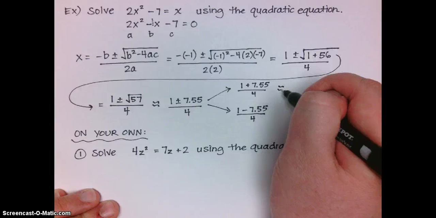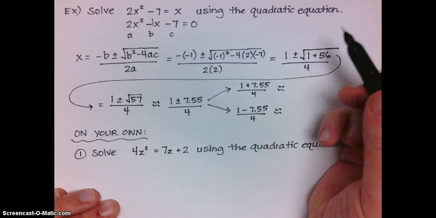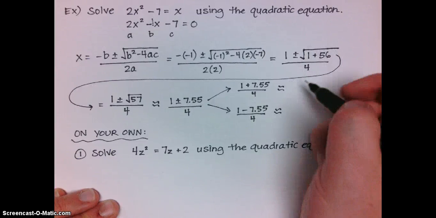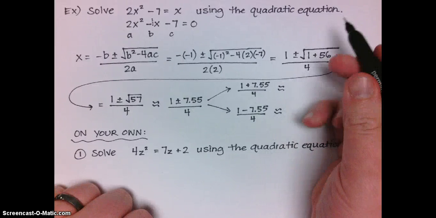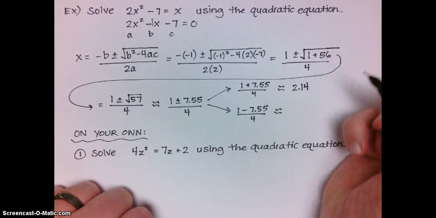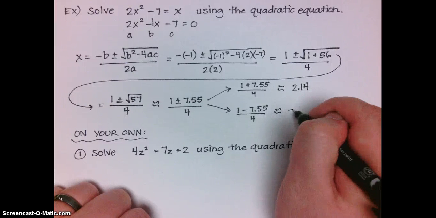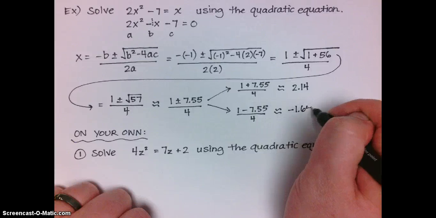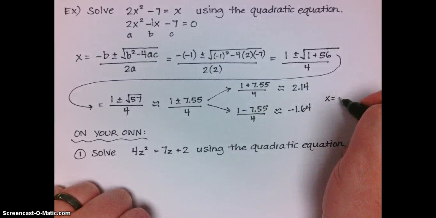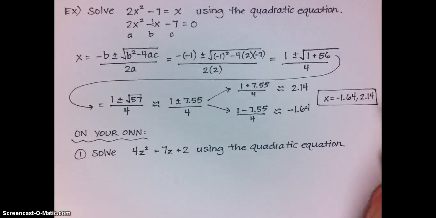Okay. And when I work these out, I'm going to need a calculator for this. And if you want to do it by hand, that's fine. When I add 1 plus 7.55 divided by 4, I'm going to get approximately 2.14, so 2 and 14 hundredths. And when I do 1 minus 7 and 55 hundredths divided by 4, I get approximately negative 1 and 64 hundredths. So my solutions this time look a little different. Negative 1 and 64 hundredths, and also 2 and 14 hundredths. And that is my final answer.